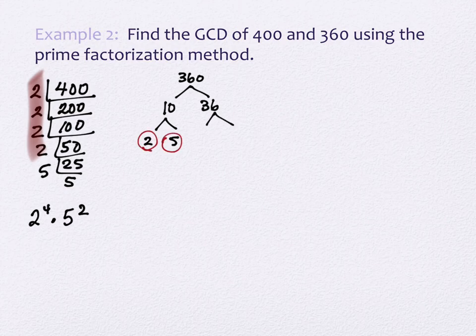For 36, you might do 6 and 6, you might do 9 and 4. Just for fun, I'm going to do 9 and 4. 9 and 4, neither one are primes, so I've got to keep going. 9 would be 3 and 3. There's some primes. And then 4 would be 2 and 2. Okay? So it would be really weird to do what I just did and do one of them with division and then one of them with a tree. But pick your favorite and just do both of them the same way. It's fine. All right.